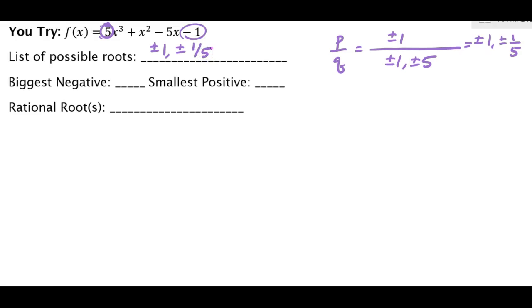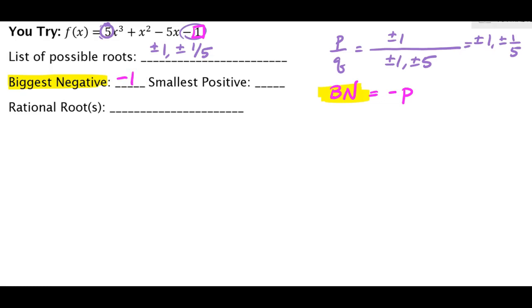All right, for the biggest negative and smallest positive, there's a pattern that you can follow. So for the biggest negative, that is always going to be your p number, but it's going to be negative. So whatever that last number is, regardless of what sign it is, you always want it to be negative. So the last number here is a 1. I want to make it a -1. That's going to be my biggest number that's a negative.